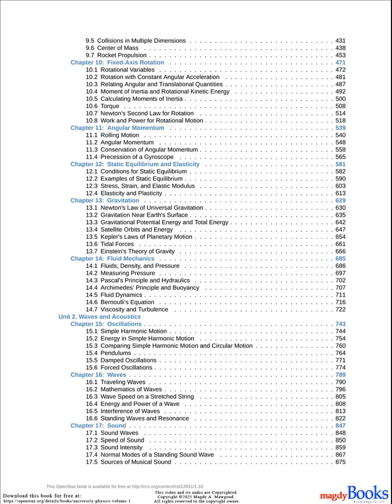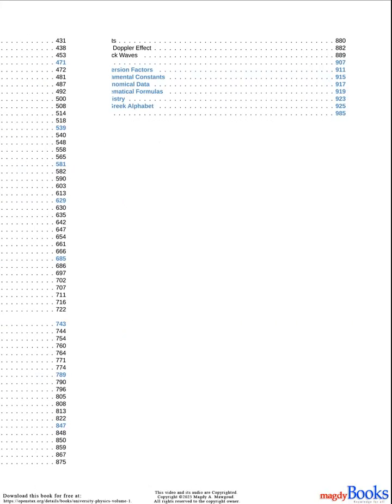Chapter 17. Sound. 17.1. Sound waves. 17.2. Speed of sound. 17.3. Sound intensity. 17.4. Normal modes of a standing sound wave. 17.5. Sources of musical sound. 17.6. Beats. 17.7. The Doppler effect. 17.8. Shock waves.